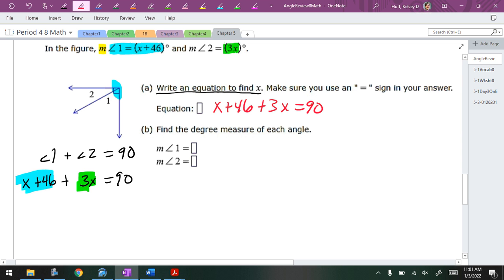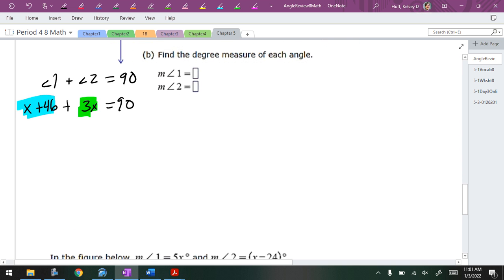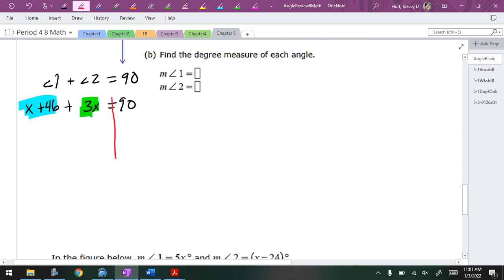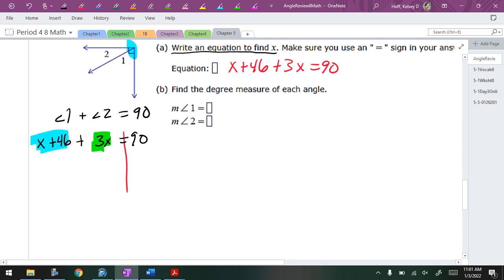You're writing me the equation. You're telling Alex, here's my setup. Here's how I started. Okay. Now I go back, chapter 2. How do I solve that equation?